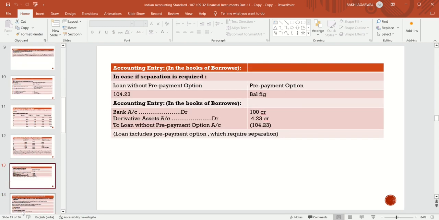So the accounting entry in the books of borrower, in case separation is required: loan without prepayment option is 104.23 crore, which is the fair value of the loan, and prepayment option is the balancing figure, that is 100 crore is the loan amount and 4.23 crore is the prepayment option, that is the derivative option. So in the books of borrower, bank account debit 100 crores, derivative asset account debit 4.23 crore, to loan without prepayment option, that is 104.23 crore. Loan includes prepayment option, which requires separation.